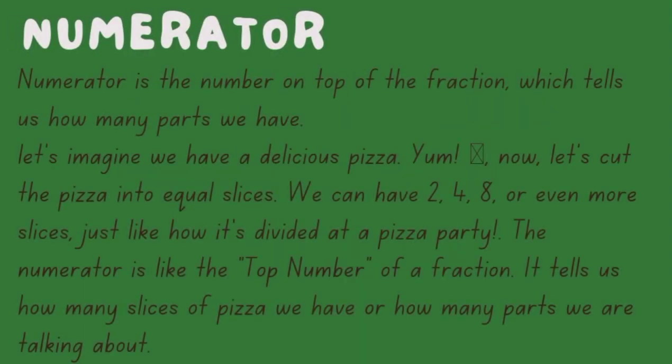Numerator. The numerator is the number on top of a fraction which tells us how many parts we have. Let's imagine we have a delicious pizza. Yum! Now let's cut the pizza into equal slices. We can have 2, 4, 8 or even more slices, just like how it's divided at a pizza party. The numerator is like the top number of a fraction. It tells us how many slices of pizza we have or how many parts we are talking about.